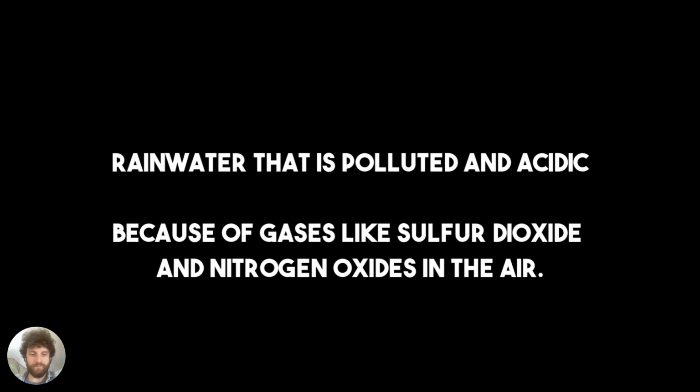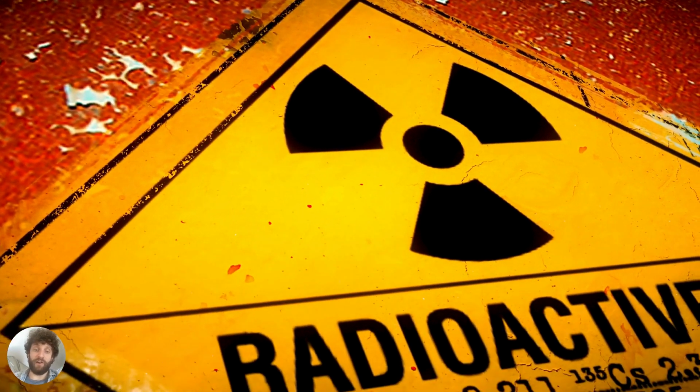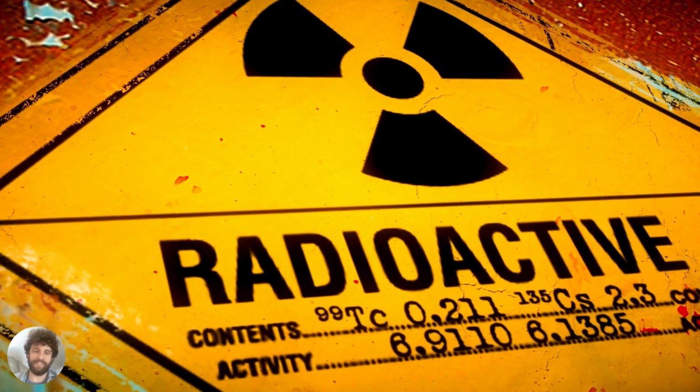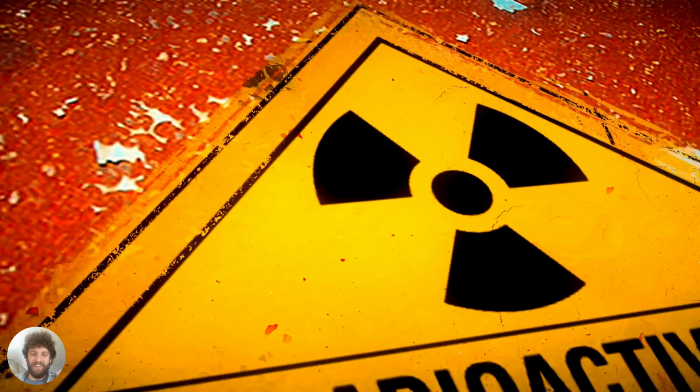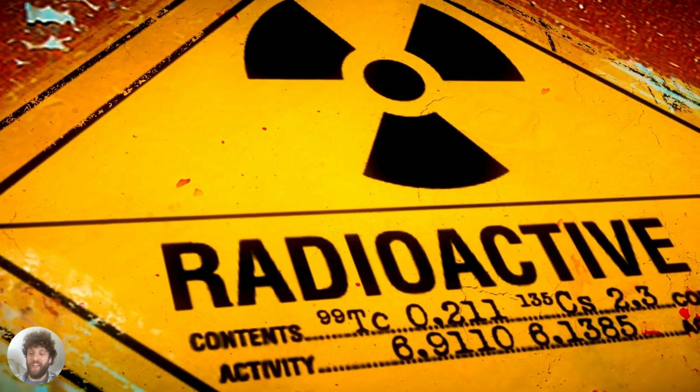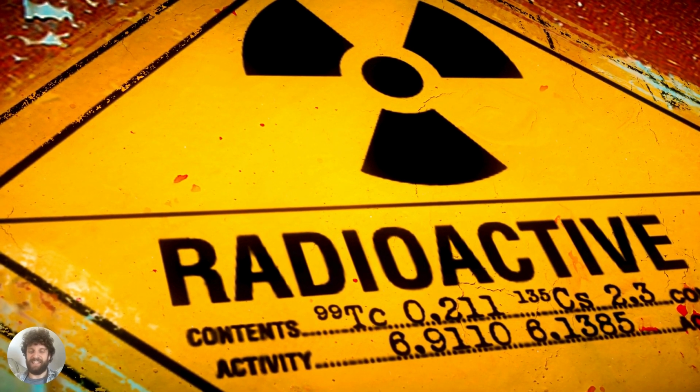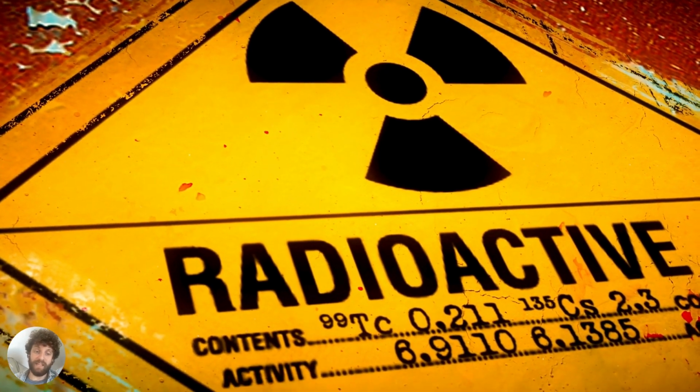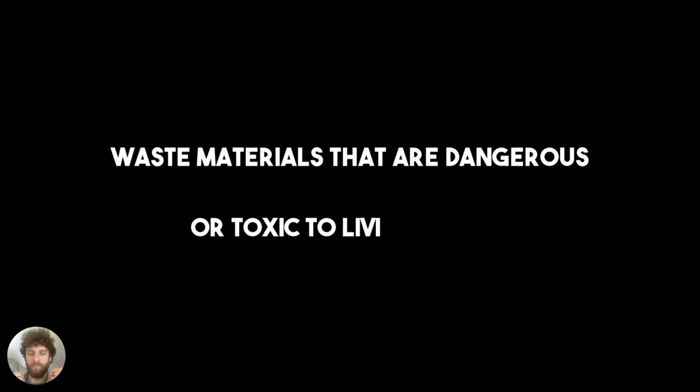Perfect. Then, other problems that we have in the environment. What is this symbol? Radioactive. Yes, it's a radioactive symbol, which means that it is hazardous, or another good word is toxic. We have hazardous waste or toxic waste. Yes? So, waste materials that are dangerous or toxic to living organisms and the environment. Can you give me an example of toxic waste?